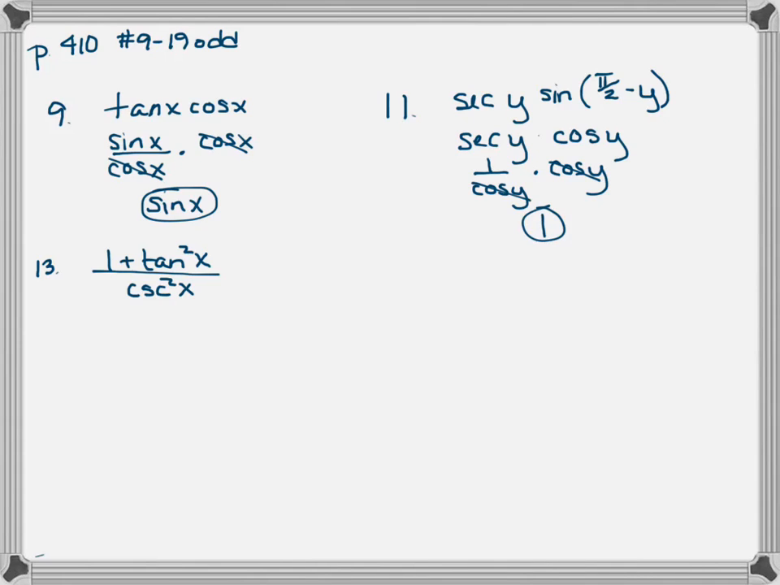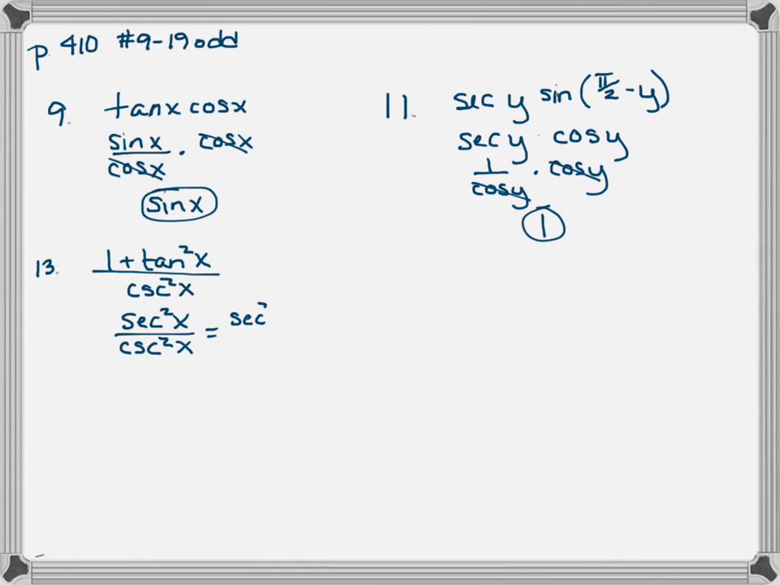Let's take a look at number 13. In number 13, we have a couple of squared trig values, and oftentimes you want to look at those and see if they are Pythagorean identities of some nature. And so when I look at that, I see 1 plus tangent squared x, which is a derivative of one of the Pythagorean identities that is equivalent to secant squared x.